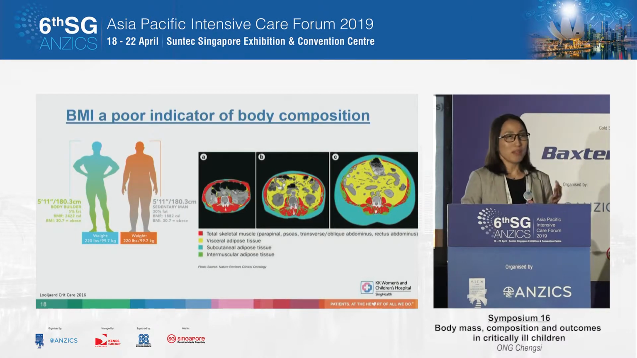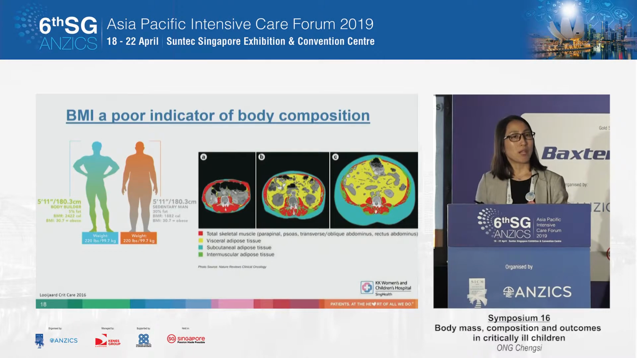So this is a picture of the adults. On the left, you can see two men of the same BMI, same height, same weight, but they have very different body composition, right? Fat percentage is different. Their resting energy rate is also different.